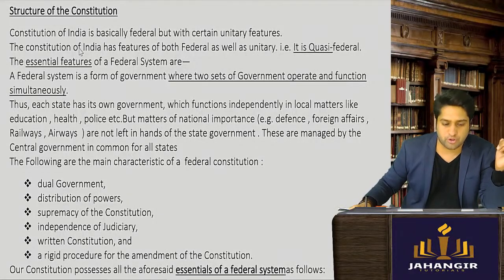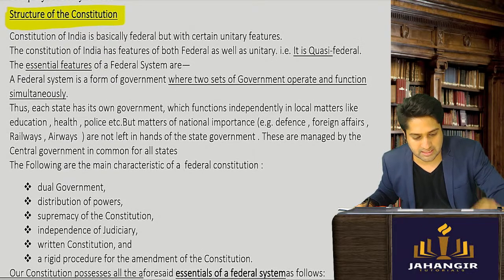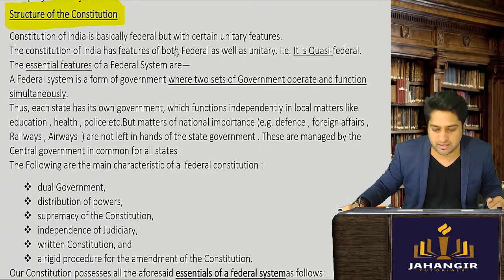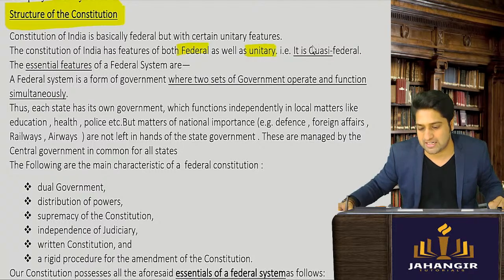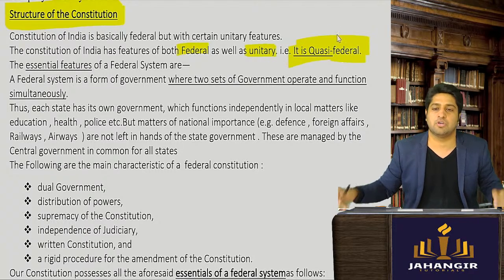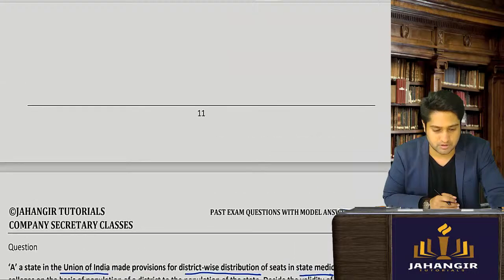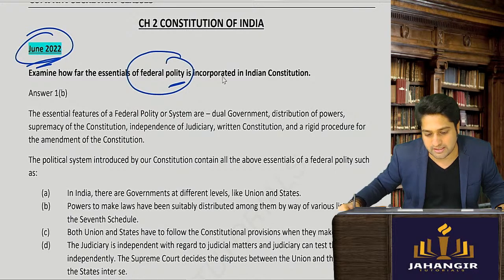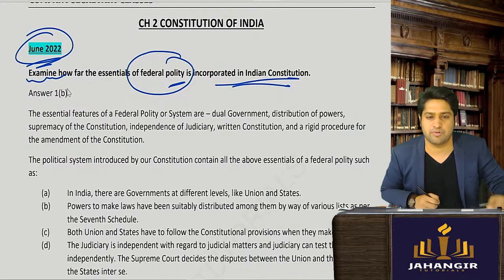Then comes the structure of the constitution. Now you tell me, this is another important question that they ask in the exam. Is our constitution unitary or is it federal? So the answer is it has features of both, and that is why it is called quasi-federal. Quasi-federal means partly federal. So this was asked in the June 2022 exam. In June 2022, they asked about how federal polity is incorporated in the Indian Constitution. Examine. So now we have to examine and explain.